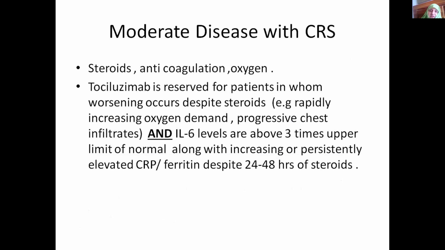So if you have a moderate disease with CRS, this is the type of patient who may progress. Today he's in moderate disease, he might be on 4 liters of oxygen, tomorrow he might be on 6 or 8 liters, and the third day he might be on 10 liters, and the fourth day he might be ventilated. So these are the patients you really need to follow very closely, and start giving steroids and follow the inflammatory markers. And if the inflammatory markers are showing a rise or the oxygen requirement is increasing, it's preferable that you do an IL-6 level if it's available in your institution. And if the interleukin-6 levels are 3 times the upper limit of normal, go ahead and give tocilizumab, because that has been shown to stem the process of uncontrolled cytokine storm.